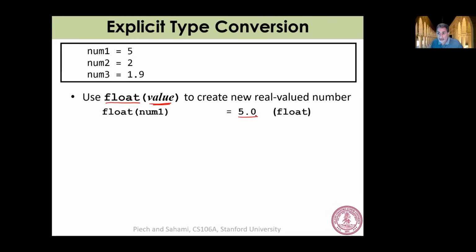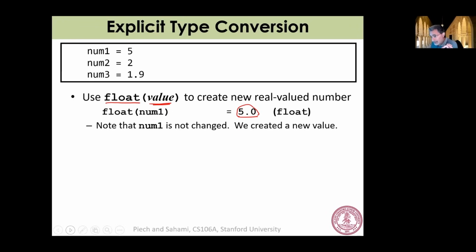I could assign that to a variable if I wanted to, but what I've now done is created a new value. I have not changed num1 in the box. Num1 in the box is still an int. I've created a new value, which is 5.0, which is a float, which now I could assign to a box if I wanted to, or I could use it in some mathematical expression. Okay, so that's the important thing to remember, which is why I put it on the slide. It's that important, that num1 is not changed. We've created a new value based on num1, but num1 itself is not changed. It's still the value 5 as an int inside its little box. These are still ints, and this is a float.